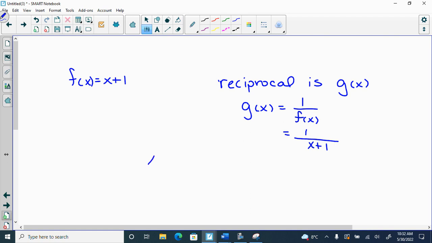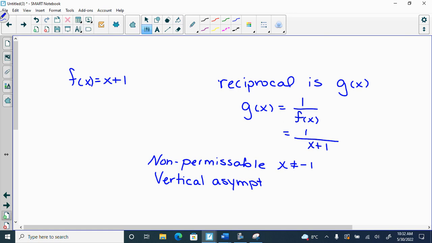Now, what was my non-permissible value for this one? x can't equal negative 1. If x equaled negative 1, my denominator would be 0 and we'd have problems. We agree? So that is my vertical asymptote. Vertical asymptote equals the non-permissible value, because your vertical asymptote is where the graph can't be. So I have a vertical asymptote at x equals negative 1. Remember that meant that at negative 1 I had a dashed line, because the dashed line I draw is my vertical asymptote. We agree? For every reciprocal function, what is my horizontal asymptote at?